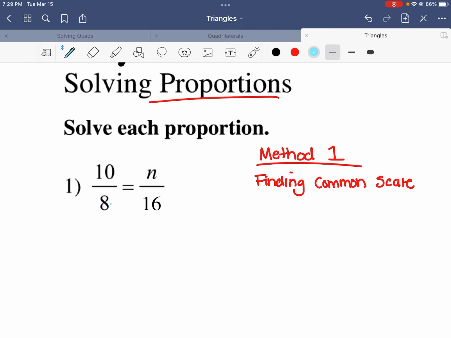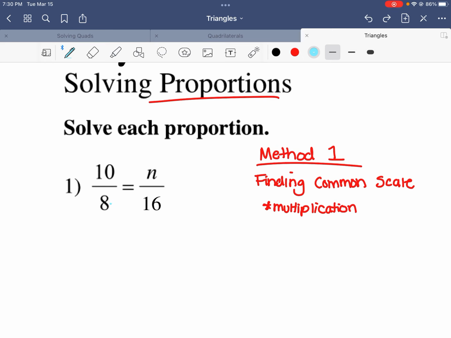And when we're looking at scale factors, we're going to be looking at multiples. So I'll put right here, multiples, or multiplication. We are never going to find proportions by adding. So if you were to say 8 plus 8 is equal to 16, that is false. We are only going to be dealing with multiplication or dividing.